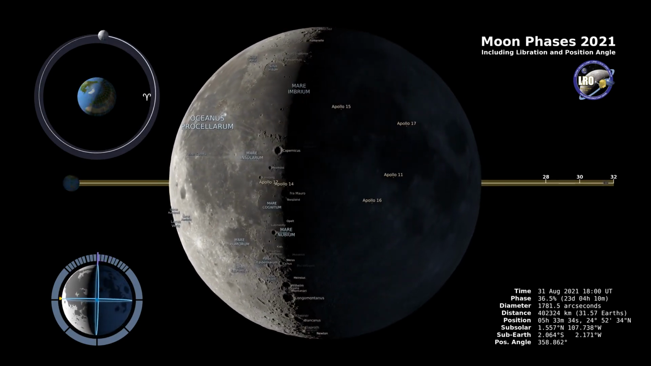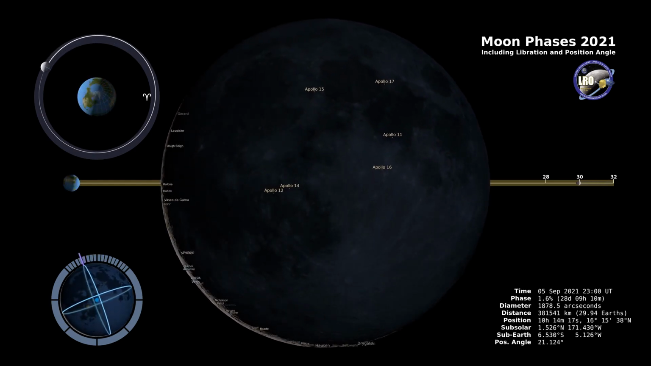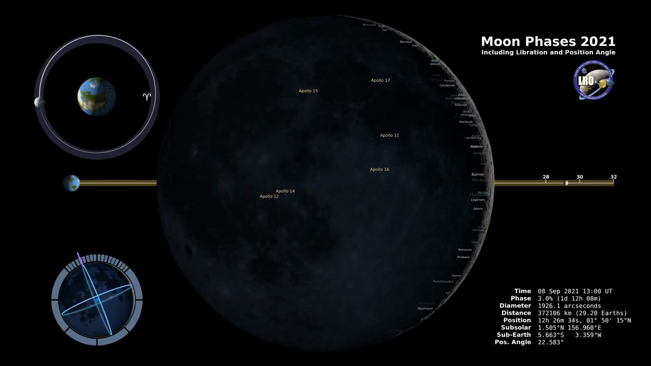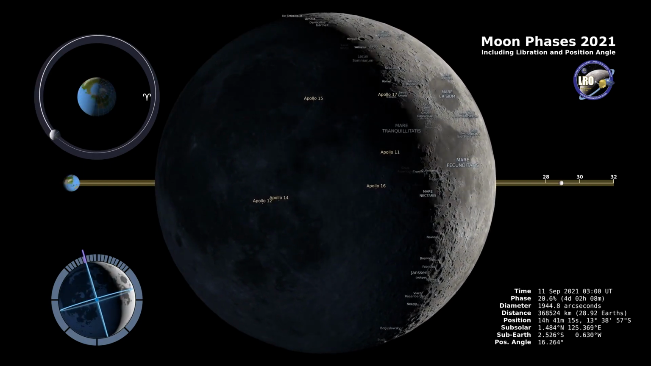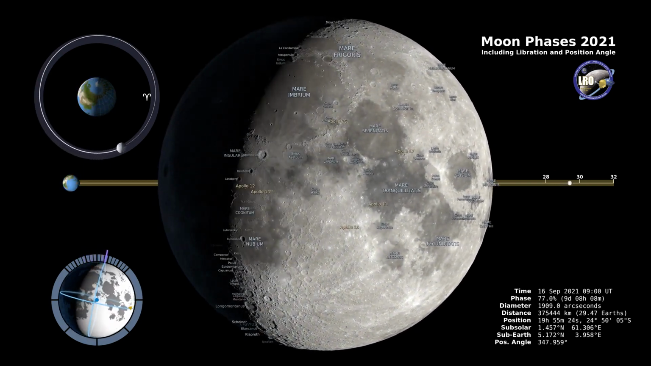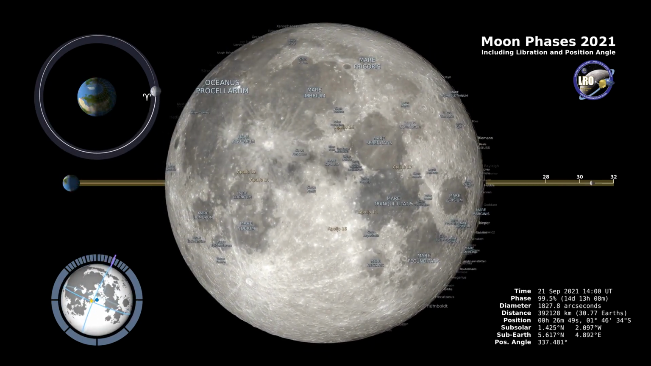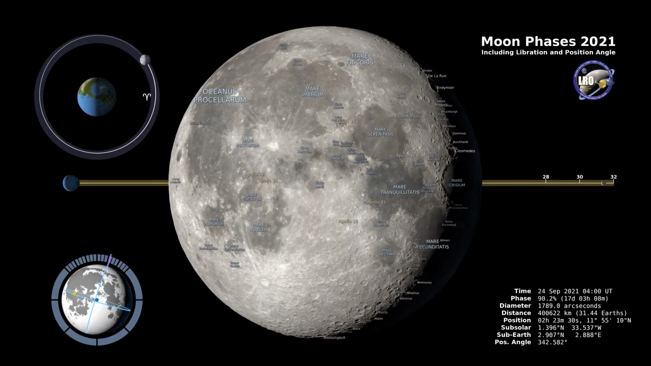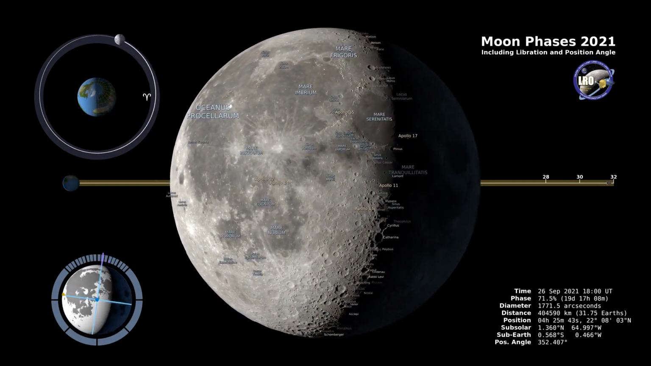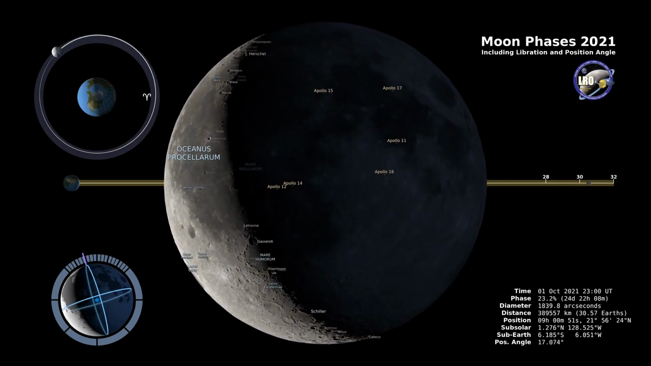6. Third quarter. Approximately 3 weeks after the new moon, the Moon reaches its third quarter phase. Similar to the first quarter, half of the Moon is illuminated during this phase. However, the illuminated portion is now the left side in the northern hemisphere and the right side in the southern hemisphere. Waning crescent. The final phase in the lunar cycle is the waning crescent.